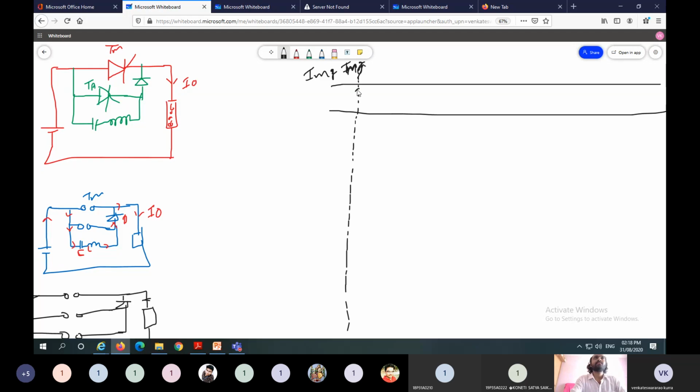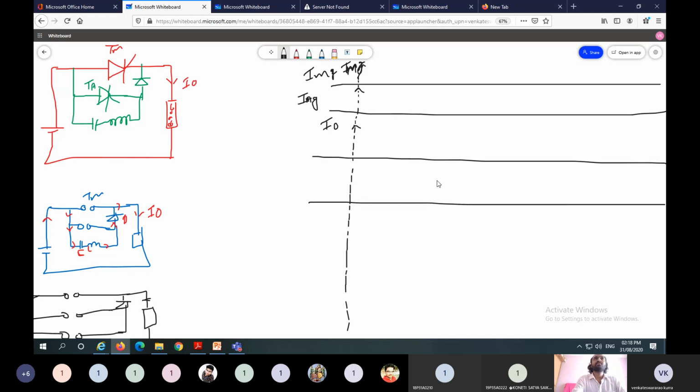This one is for TA, which means auxiliary thyristor, a commutating thyristor, TA thyristor gate pulse. Next one, this one is for load current I0. And this one is for main thyristor current IM.